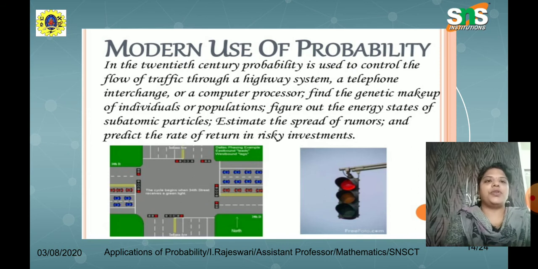Next one, modern use of probability. In the 20th century, probability is used to control the flow of traffic through a highway system, a telephone interchange, or a computer processor. Find the genetic makeup of individuals or populations. Figure out the energy states of subatomic particles, estimate the spread of rumor, and predict the rate of return in risk investments.